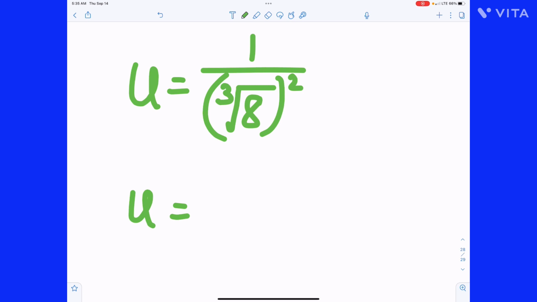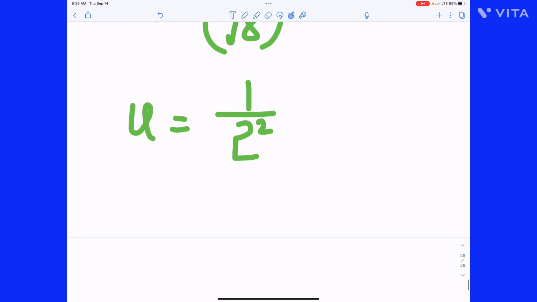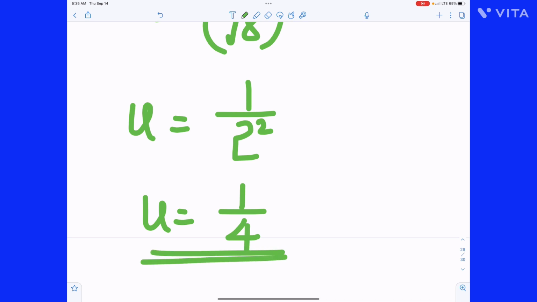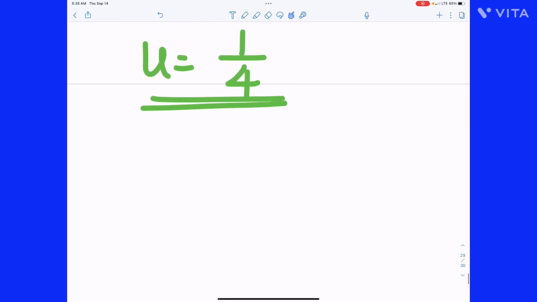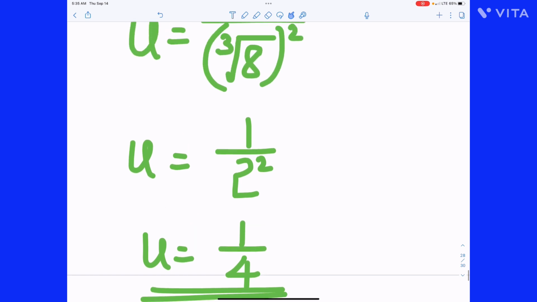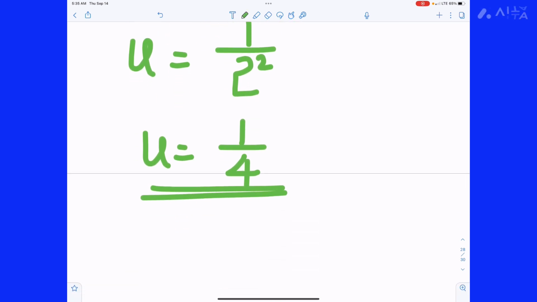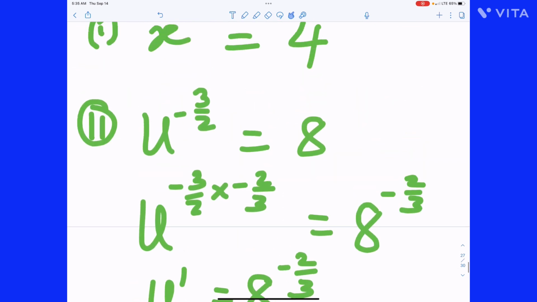So u is 1 over the cube root of 8, which is 2. So that's 1 over 2 raised to power 2. That gives you u is equal to 1 over 4. So that's number 11.